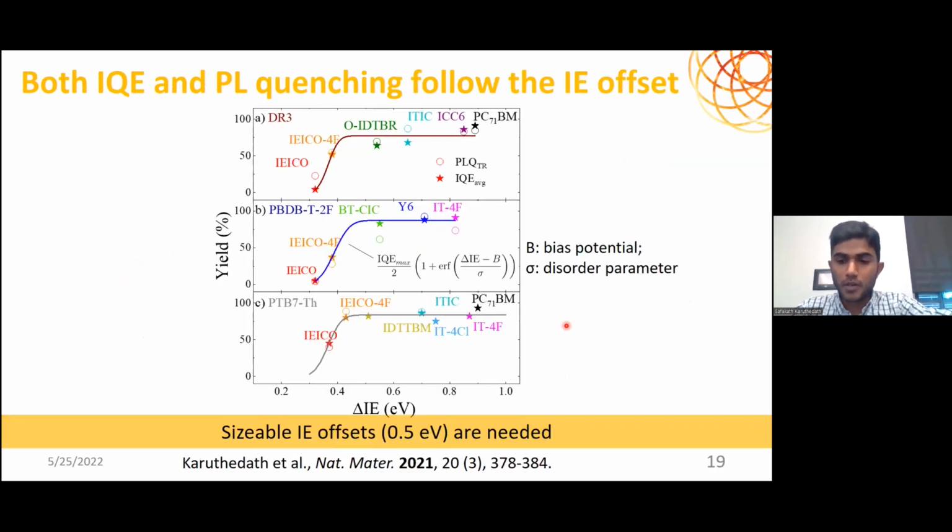So even though we know the optimal value for each system, to quantify that, we did an error function fit, giving a bias potential and an energetic disorder parameter, and we found that around 0.5 is the best value for OPV. IE offset is the best for OPV to have maximum charge generation. There are exceptions like PM6 and Y6, because Y6 is very famous for producing intrinsic charge generation, so we cannot really compare that with the other NFAs.